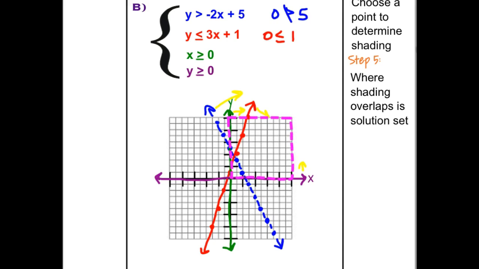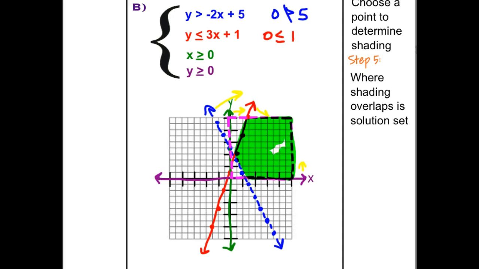And so we have to go above the blue. So I'm going to make some dots with my highlighter here. Above the blue is over here. Below the red is going to be here. And so what our solution ends up being is this region right here.